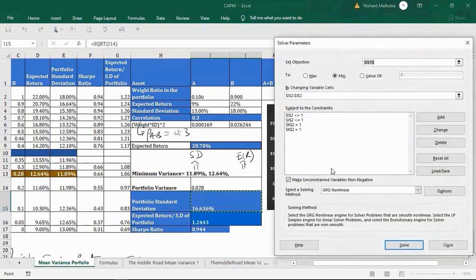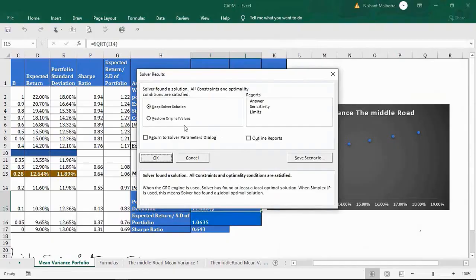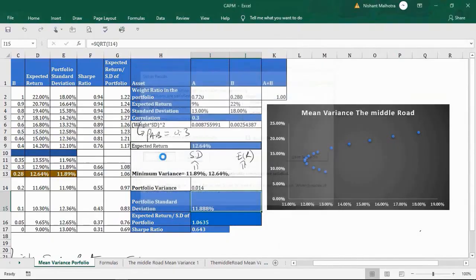Now I go to the solver, and then I solve. I'm putting it in non-linear. I solve the equation. It says yes, the parameters can be solved. I click OK, and I get the value of 11.88, so I put 11.89. It'll give me the weightage.